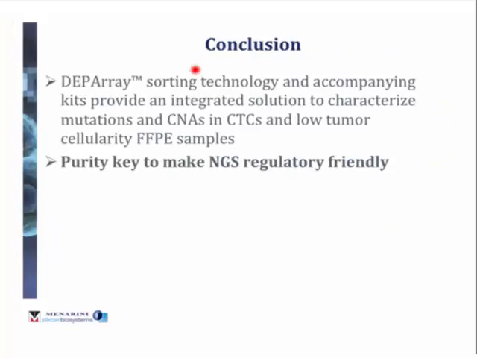So with this, I would like to conclude my part, and 2 main messages to take home. First of all, quality of the input sample for your downstream genetic analysis is key, and DEPArray is the technology to go for this kind of precision, and enables a very accurate characterization of copy numbers and sequence variants, even from very low tumor cellularity FFPE samples or from enriched blood. And purity is really, we feel, the key to make NGS regulatory friendly, because in this way, the tumor samples become like germline once you have them pure.